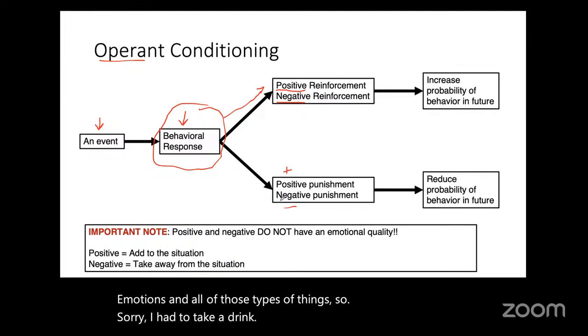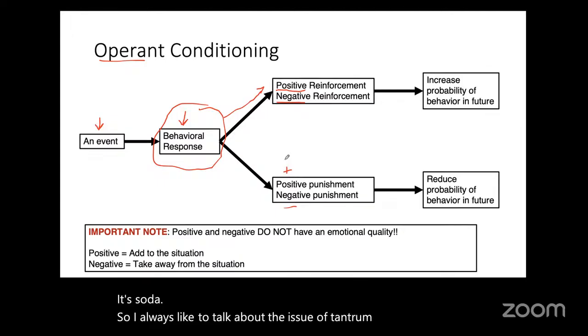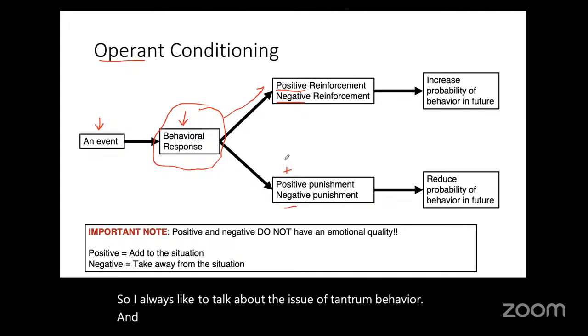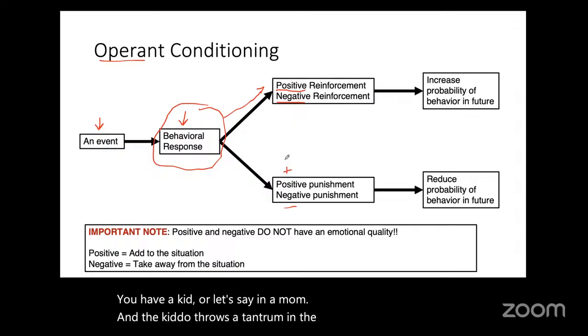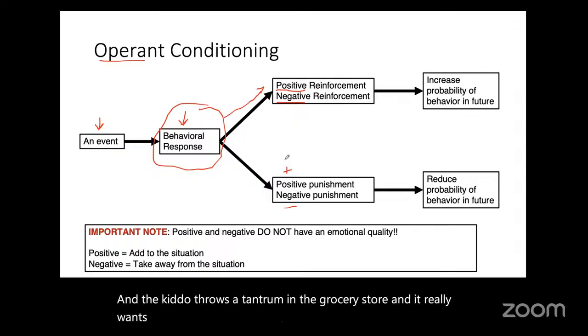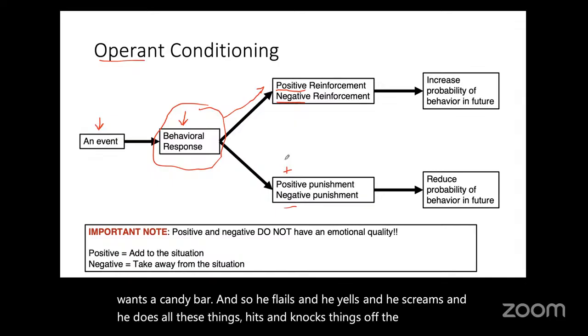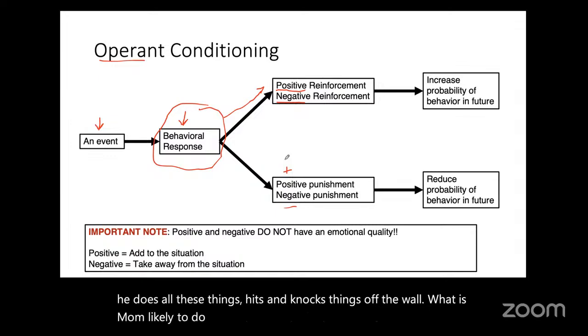It's soda. So I always like to talk about the issue of tantrum behavior. You have a kiddo, let's say, and a mom, and the kiddo throws a tantrum in the grocery store and he really wants a candy bar. He flails and yells and screams, hits and knocks things off the wall. What is mom likely to do to save the embarrassment? She's likely to give the candy bar.